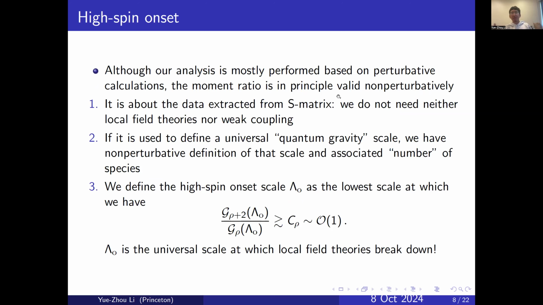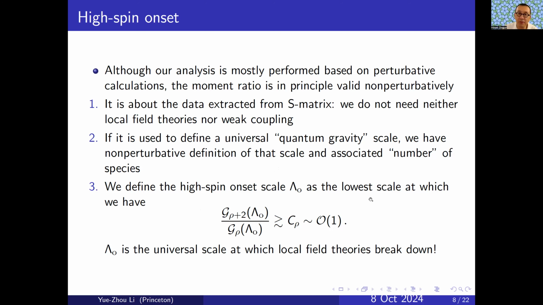Although this analysis is mostly performed based on perturbative calculation and no energy loops, the comment is that this moment ratio is in principle valid non-perturbatively, because it is about data extracted from the S matrix. And as Simon said, when we define the S matrix, we actually don't need any field description or weakly coupled assumption. So it can be defined non-perturbatively, and it can be used to define a universal quantum gravity cutoff that we will mention a bit later. In this way, we can have a non-perturbative definition of that scale and the concept of the number of species. So here is our definition. We define the high spin onset scale, which we call lambda O, lambda onset, as the lowest scale.